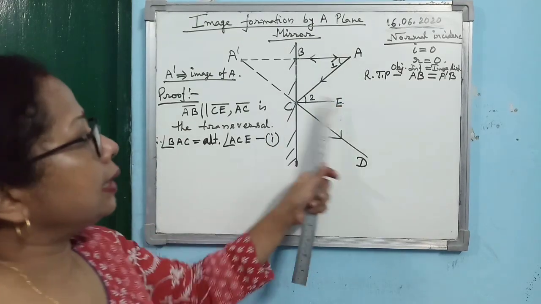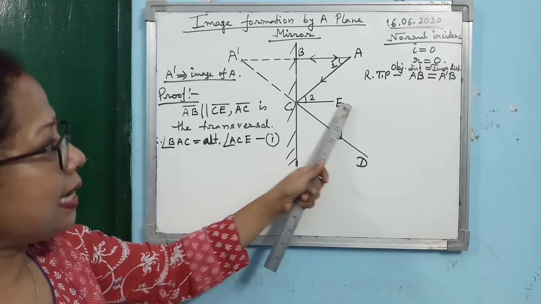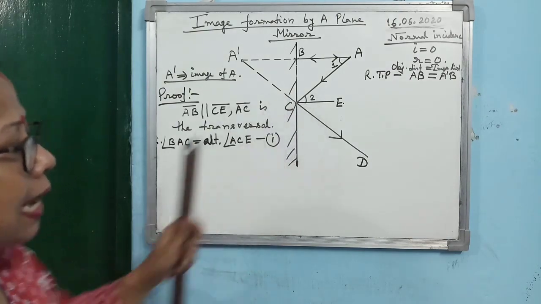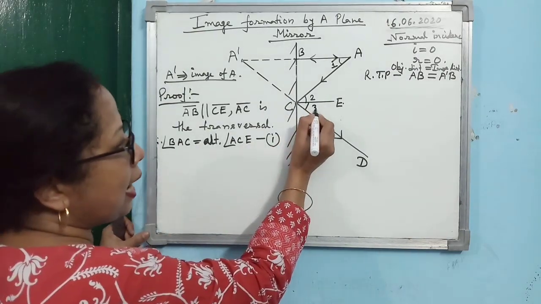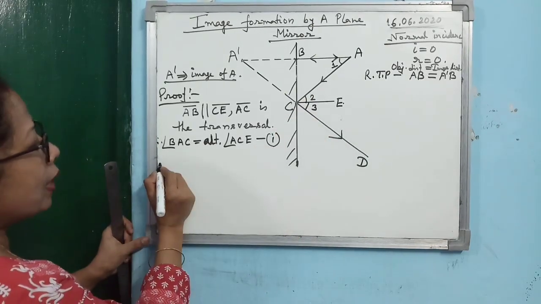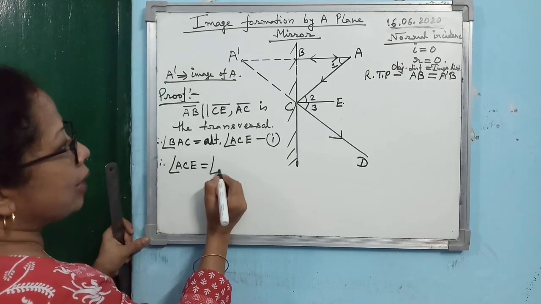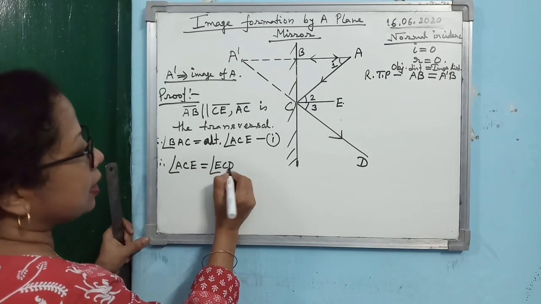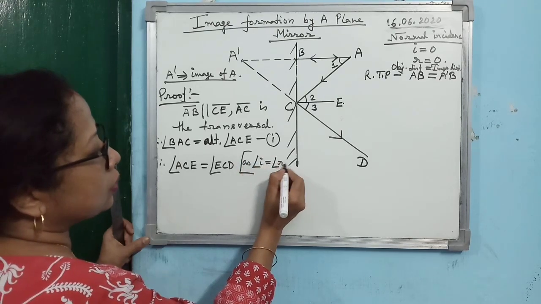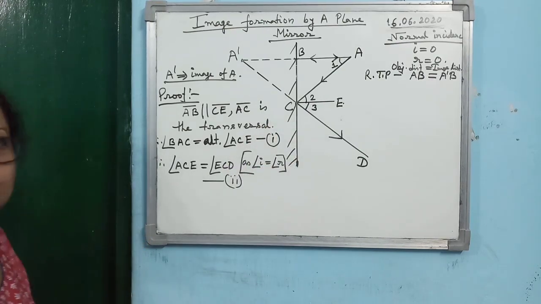Now look at the diagram. ACE is the angle of incidence and ECD is the angle of reflection. So the angle of incidence and angle of reflection are equal. I have marked the third angle. So what can you write? Angle ACE equals angle ECD. Why are they equal? As the angle of incidence equals the angle of reflection. So this is equation 2.